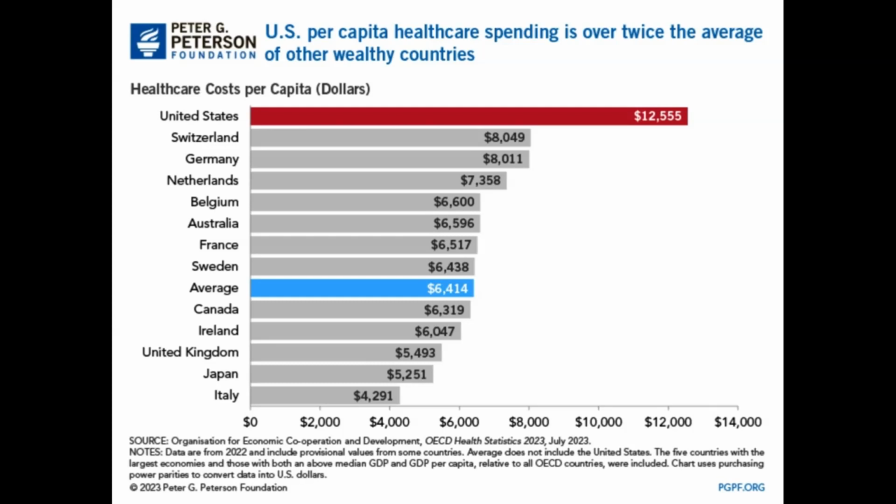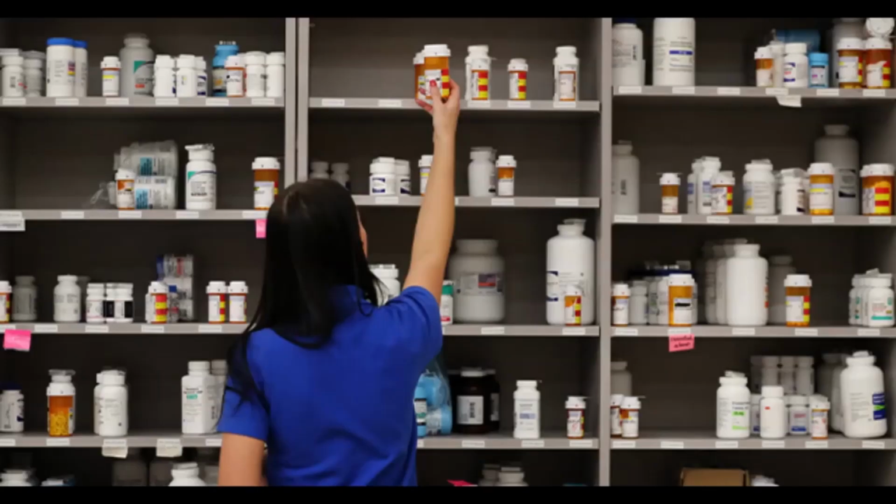Maternal mortality. The United States has the highest maternal mortality rate among developed countries, with a rate of 23.8 deaths per 100,000 live births. This is higher than the average maternal mortality rate of 7 deaths per 100,000 live births for developed countries. Chronic diseases. The United States has a higher prevalence of chronic diseases, such as heart disease, stroke, cancer, and diabetes, than other developed countries.